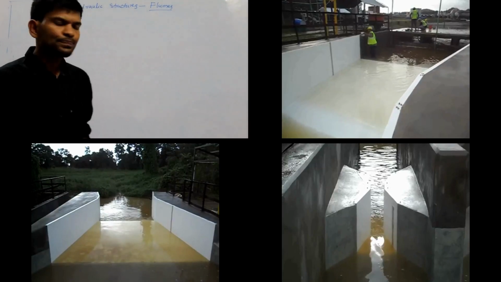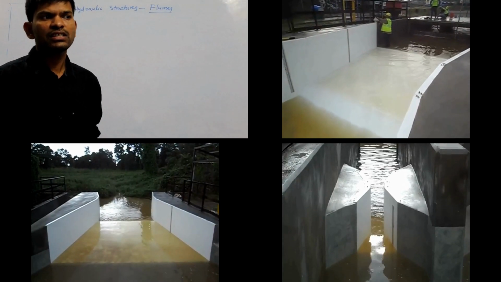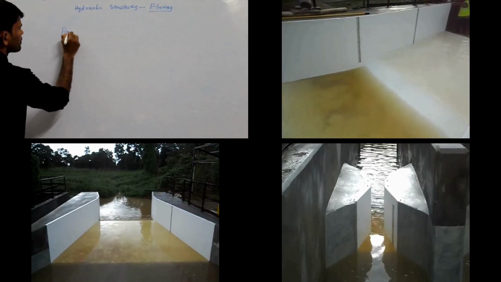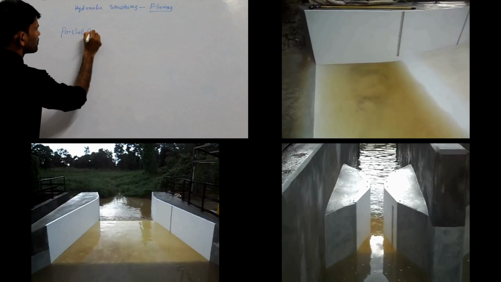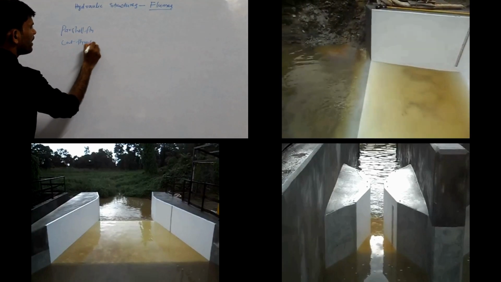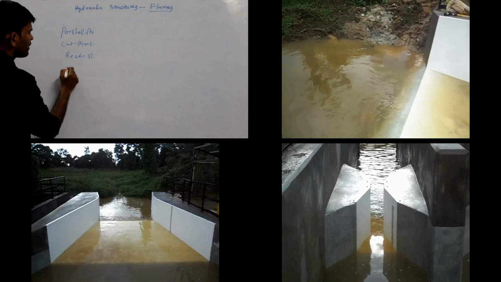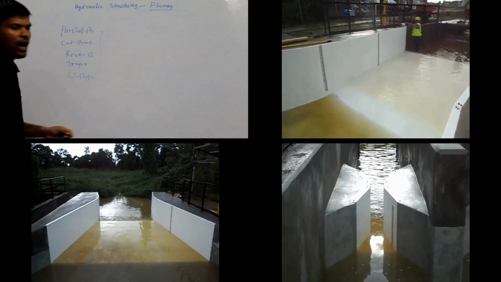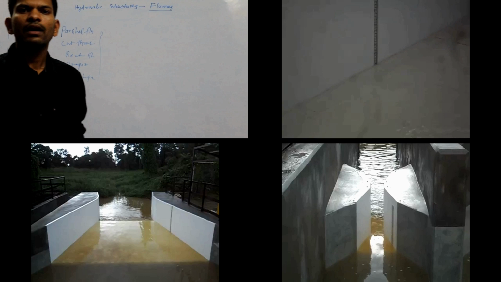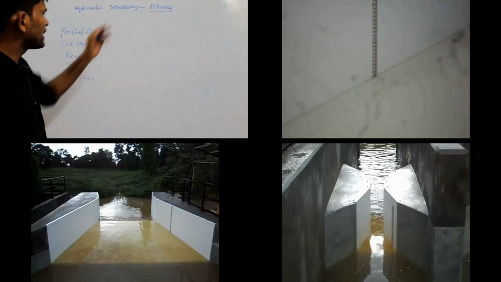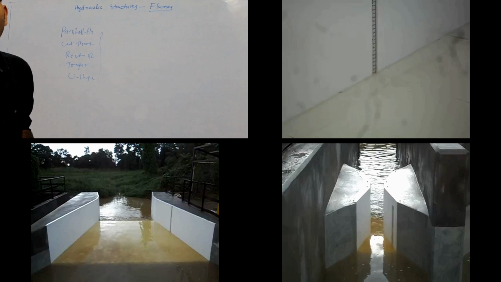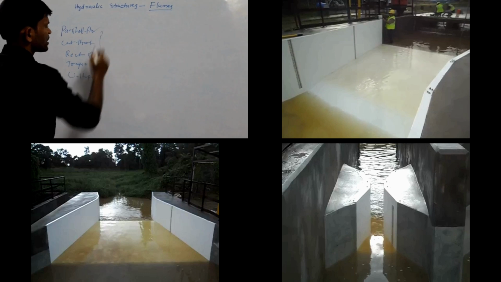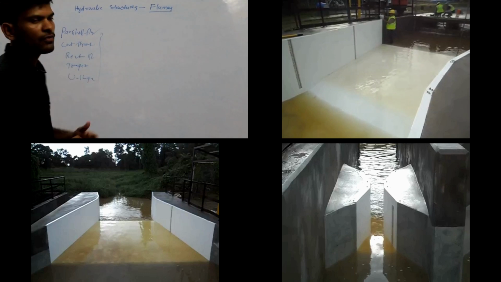Okay, there are different types of flumes. Based on the design criteria, they have been classified into types. One is the partial flume, cutthroat flume, and then rectangular in shape, trapezoidal in shape, and U shape. Now all these flumes have their own advantages and disadvantages. But the most popular, feasible, very accurate and easily available is the partial flume. Let us discuss the partial flume.